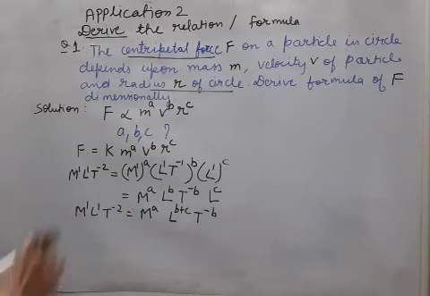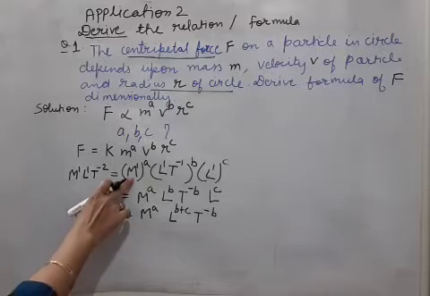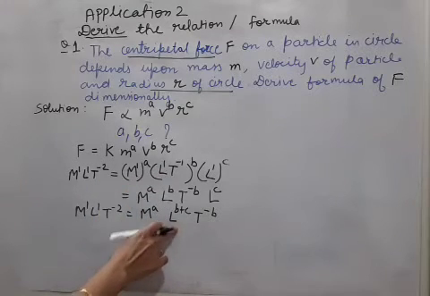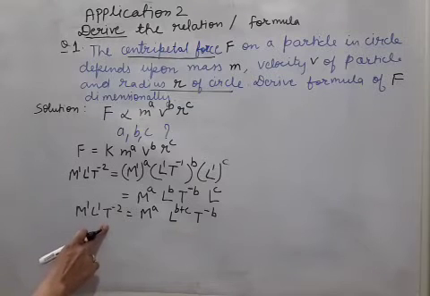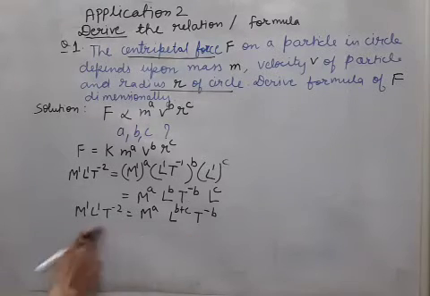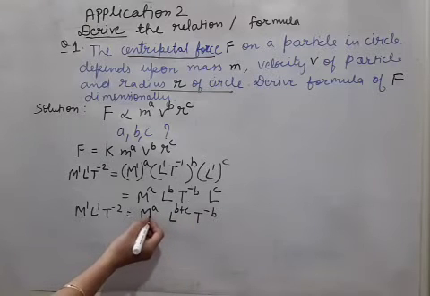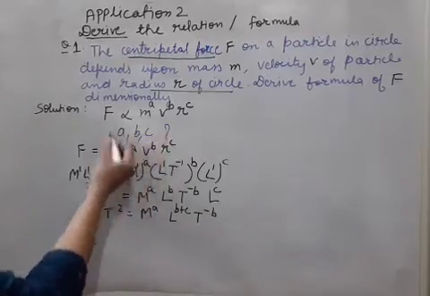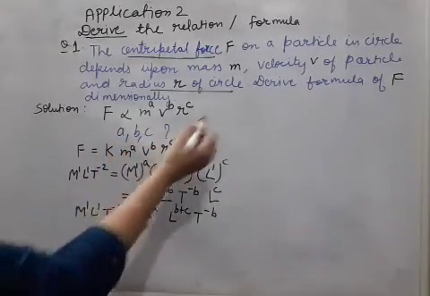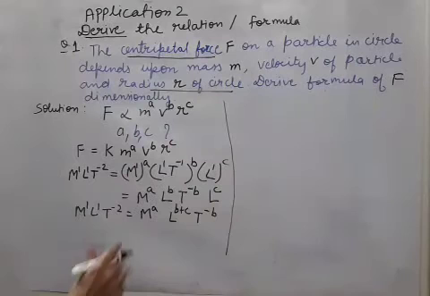Now, the next step. We have M power A, L power B plus C, T power minus B coming. This side also has MLT powers which are known. Next, we have to get the values of A, B, C by comparing the powers. Our target is to solve for A, B, C. So let's start making the equations.